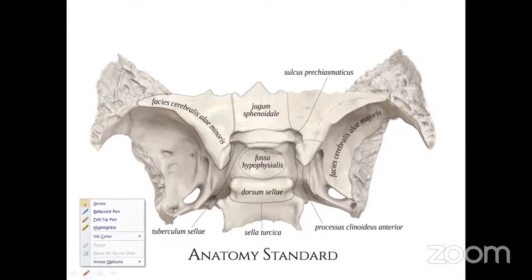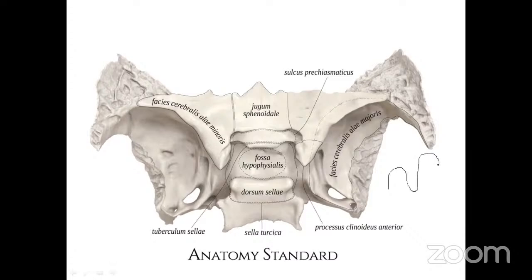If we look at it laterally, we will have an elevation first, then a depression, then an elevation, then a depression, and then again an elevation. I will draw it here so that it's a little bit more clear. It's kind of like this. The first depression that we have here is the prechiasmatic sulcus. Then we have an elevation, this one, which is known as the tuberculum sellae.